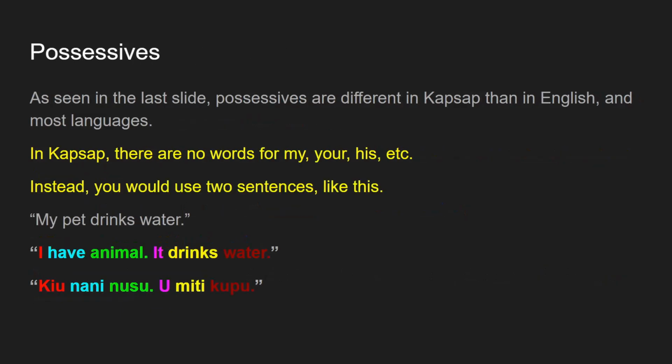Possessives. As seen in the last slide, possessives are different in Kapsap than in English and most languages. In Kapsap, there are no words for my, your, his, etc. Instead, you would use two sentences, like this. My pet drinks water would be written as I have animal, it drinks water. Kiu nani nusu, u miti kupu.